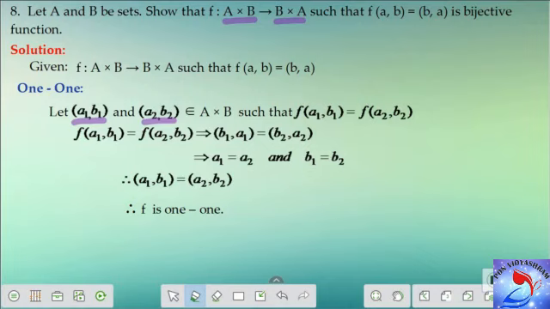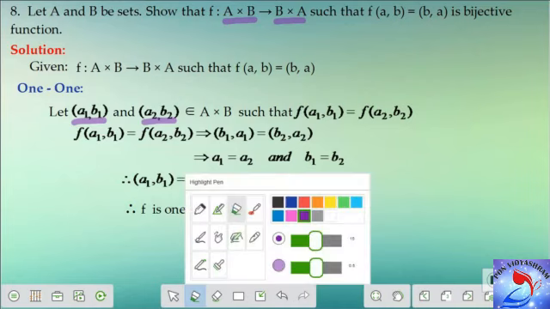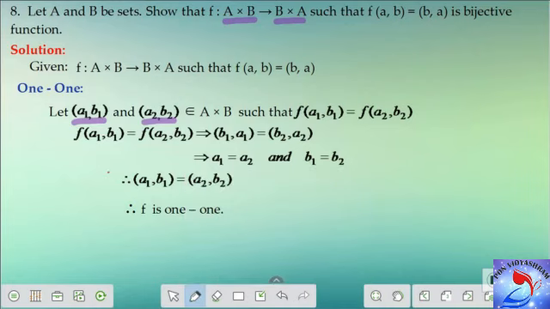And let us take these elements in such a way that f of (A1, B1) equal to f of (A2, B2). Now when I say f of (A1, B1) equal to f of (A2, B2), it means that (B1, A1) is equal to (B2, A2). This is because by the definition of the function, f of (A1, B1) is equal to (B1, A1) and f of (A2, B2) is equal to (B2, A2). So by this relation, we have (B1, A1) equal to (B2, A2).